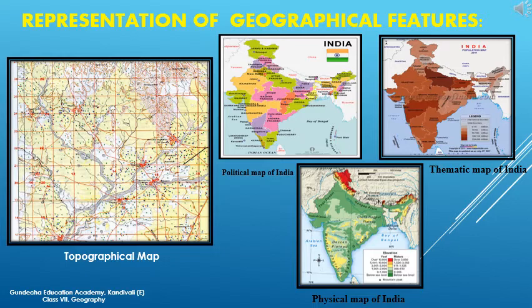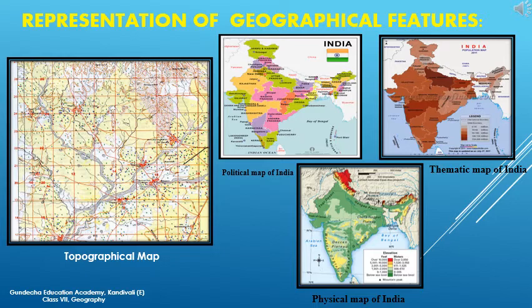Hello students. Today's topic is representation of the geographical features. Last year you have already learned that the earth and its features can be represented by maps, globes, sketches, plans, aerial photographs and diagrams. Let's take a quick recap of map first. What is a map? Map is a two-dimensional symbolic representation of the earth that is drawn on a flat surface.